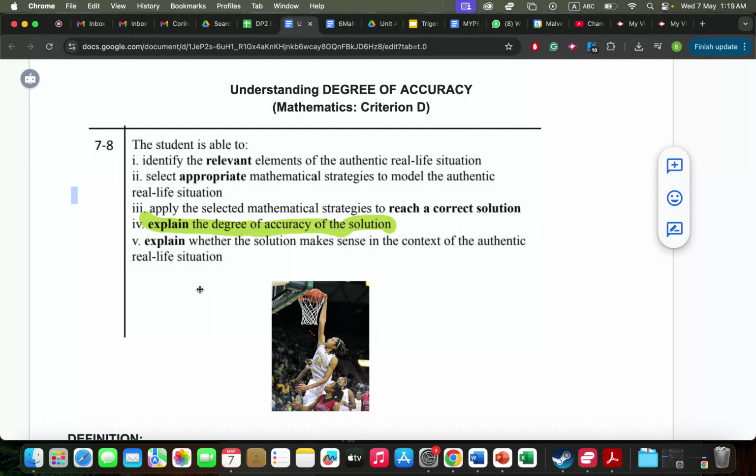And one of the strengths that you could see, which I've highlighted here, is basically explaining the degree of accuracy of the solution. This historically has been problematic, and today I would like to show you with an example, a real life situation with the NBA, which is the National Basketball Association, and we're going to be uncovering how we could explain degree of accuracy better, and hopefully this will give you some confidence when you look at future Criterion D tasks as well.